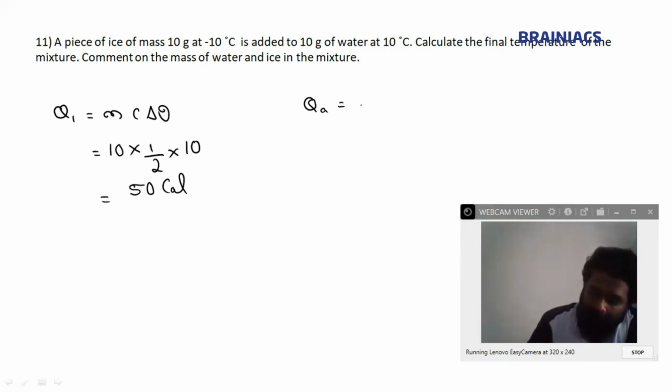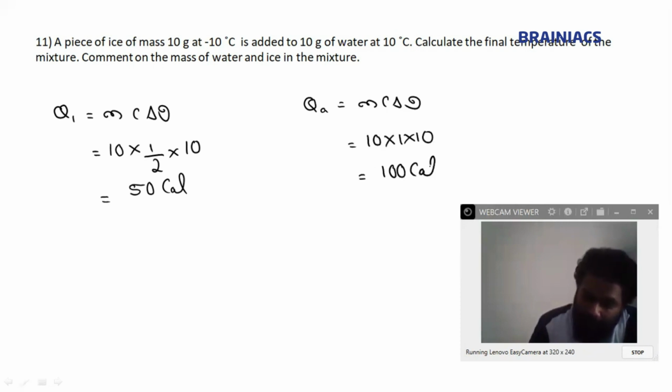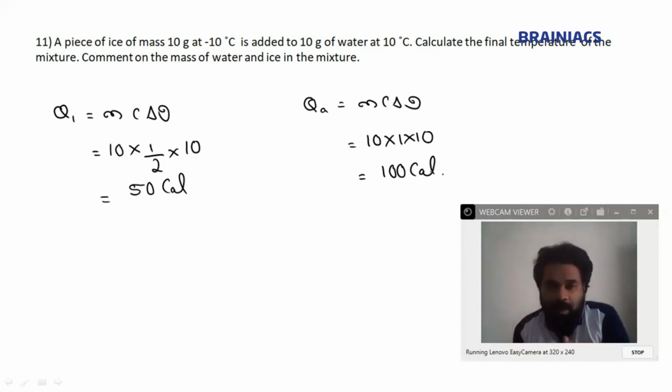Let us see now. MC delta theta again. This is going to be 10 into 1 into 10. This is going to be 100 calorie. So if water becomes water at 0 degrees Celsius, what will happen? 100 calorie will be released. So from 100 calorie, 50 calorie this can take. Okay, remaining calorie is there here.